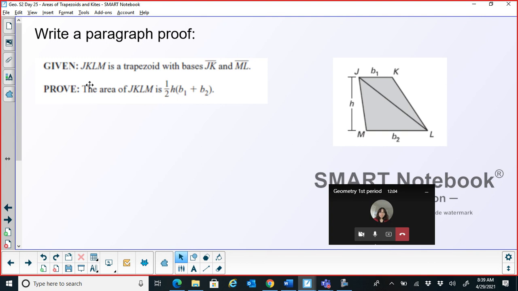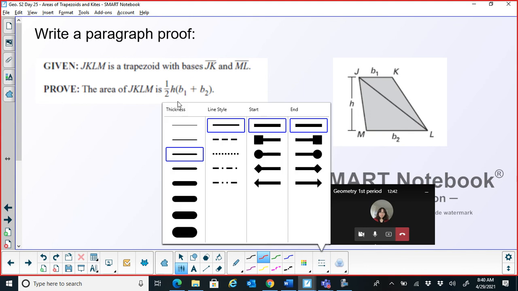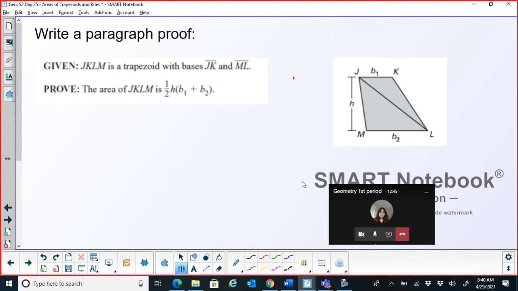Write a paragraph proof given JKLM is a trapezoid with bases JK and ML. We have JK and ML as the bases. Find the area. The area of the trapezoid is nothing but half of h times b1 plus b2. That's what they are telling us. For this proof, I'm assuming that we know that the area of a triangle is half of base times height.